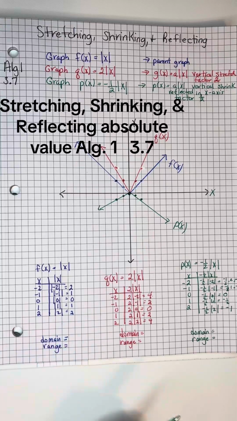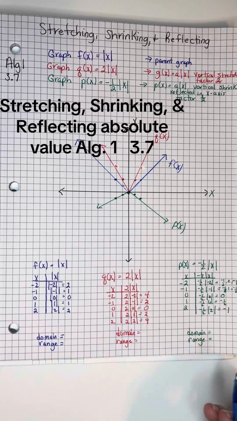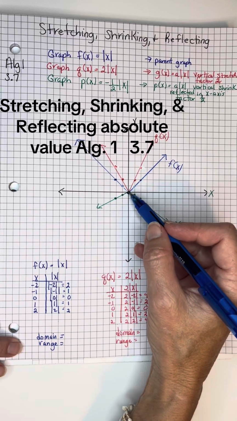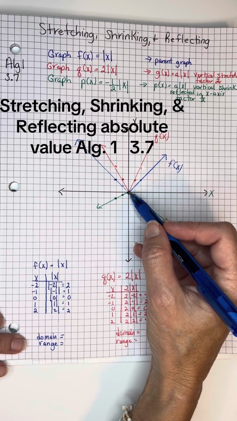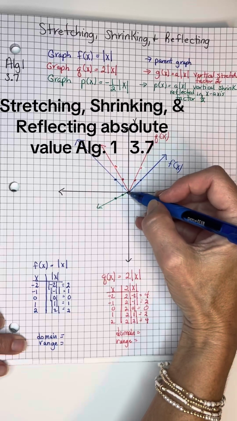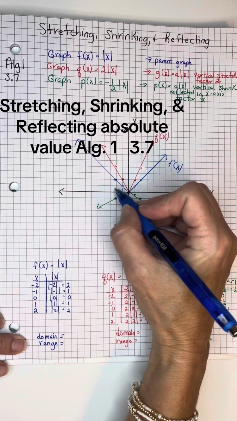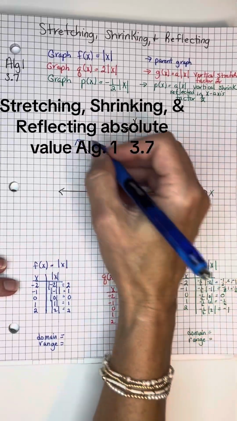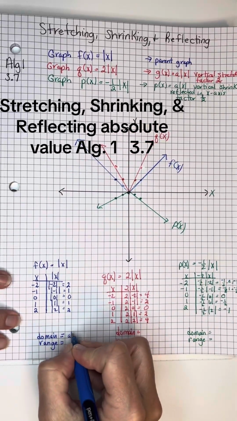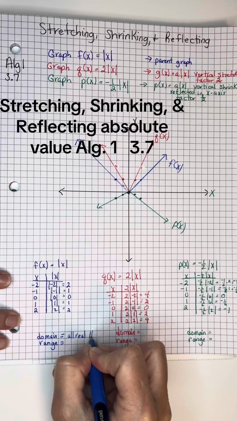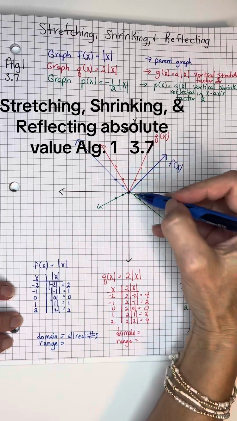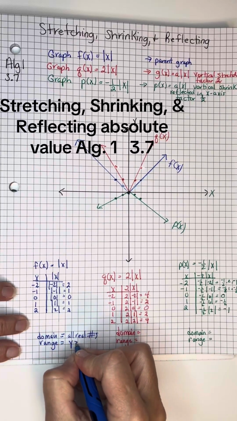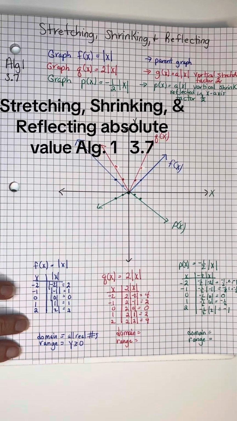They also ask you the domain and range. So let's look at those really quick. The domain is your x's, and x's are all real numbers. That's left or right, and these keep going forever in each direction. So all real numbers. And for the range, we're starting with the y's here and going up. So the y's are greater than or equal to 0.